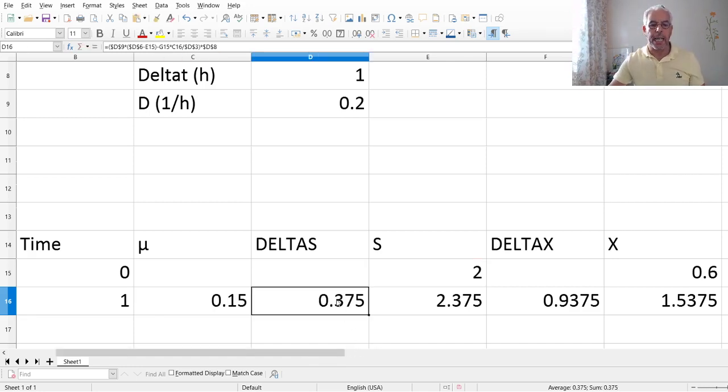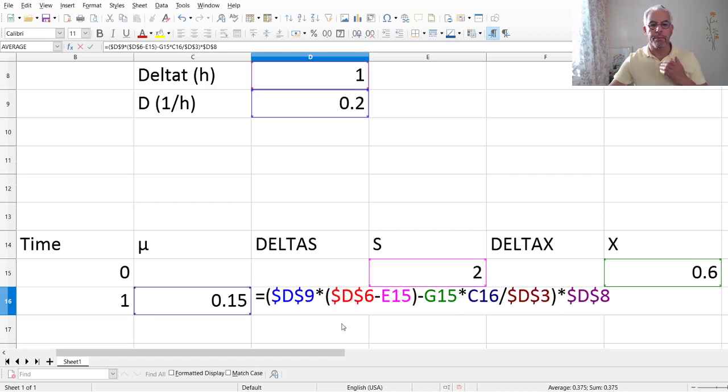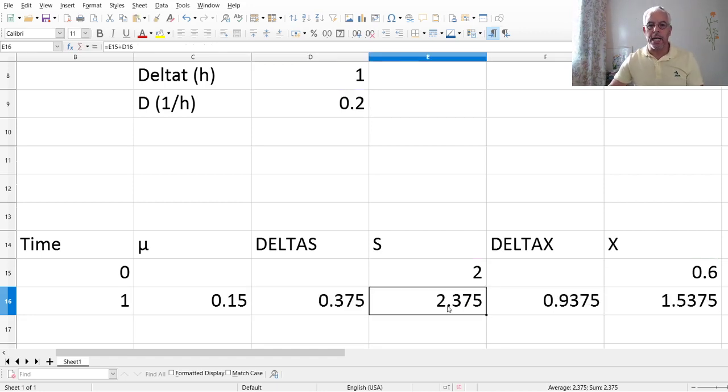For delta S, it's the dilution rate D times S0 minus S, minus X times mu that we calculated here over the yield, times delta T. And S is just simply the value of S we had the time before plus the delta S we just obtained.